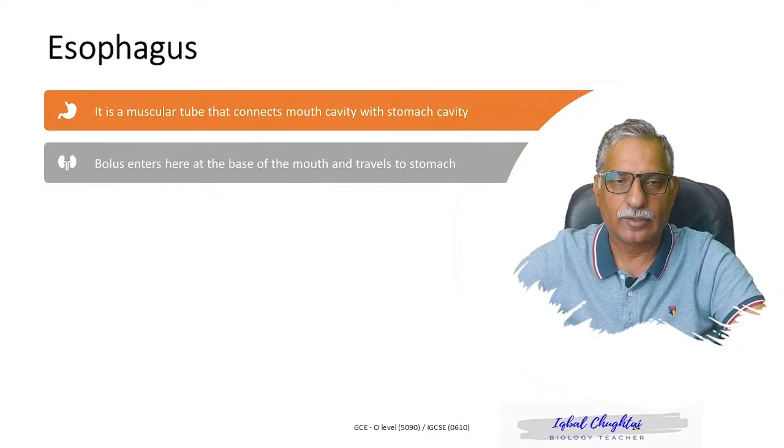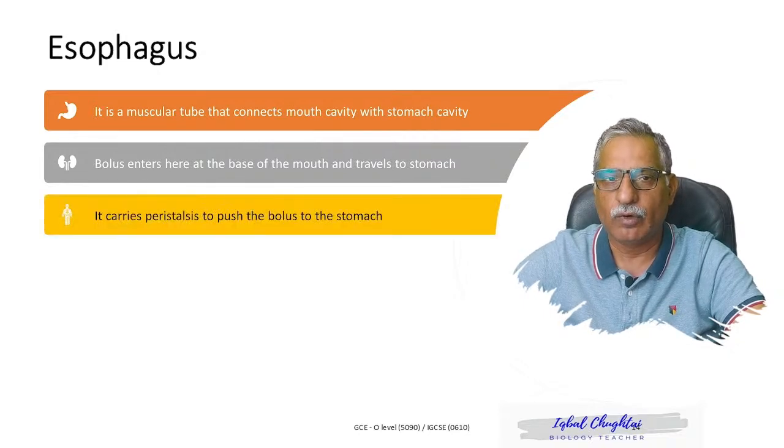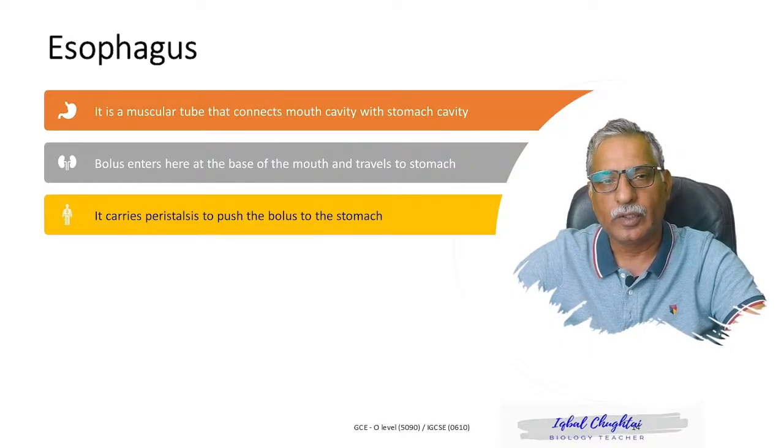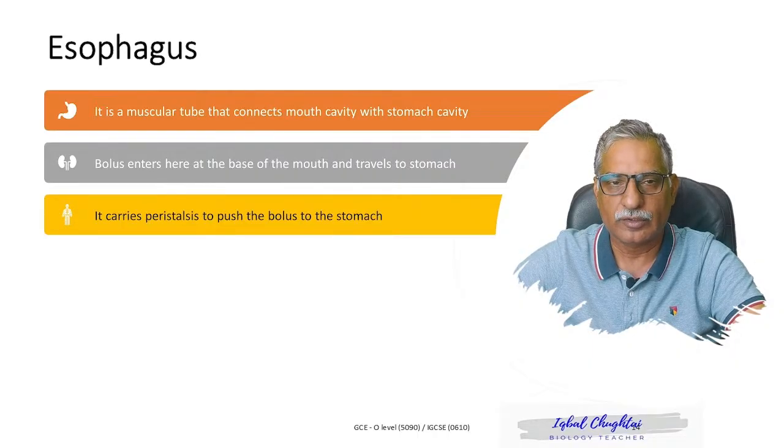So in that case, the muscles produce a wave of contraction in the esophagus wall that is known as peristalsis. And how does it happen? When the food enters the esophagus, the muscular wall contains two types of muscles, longitudinal muscles and circular muscles. These muscles constrict at the back of the bolus and dilate in front of the bolus.